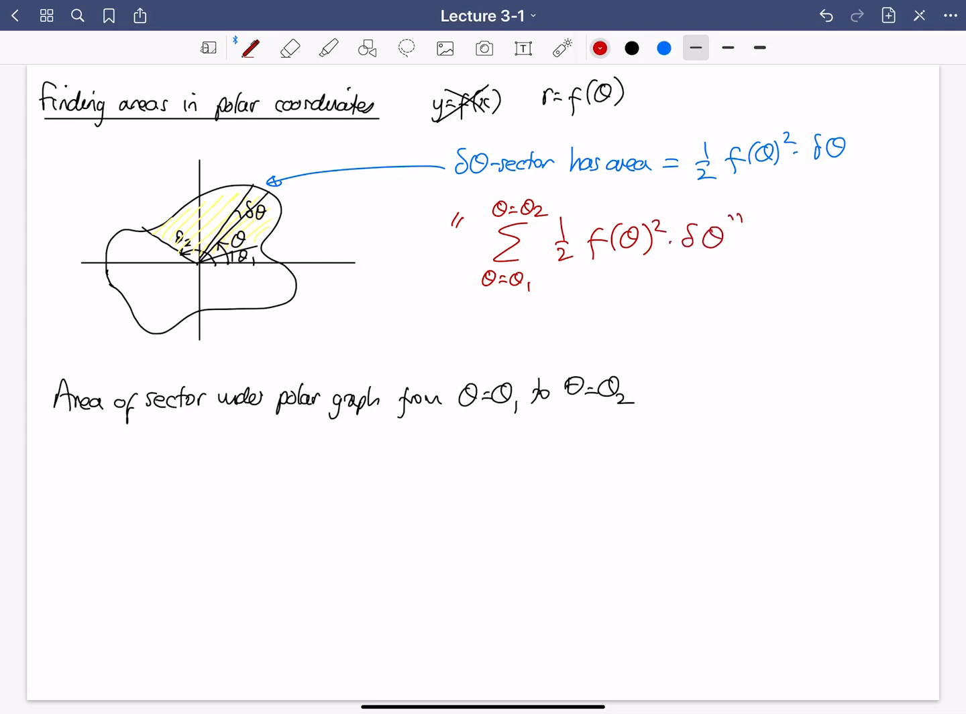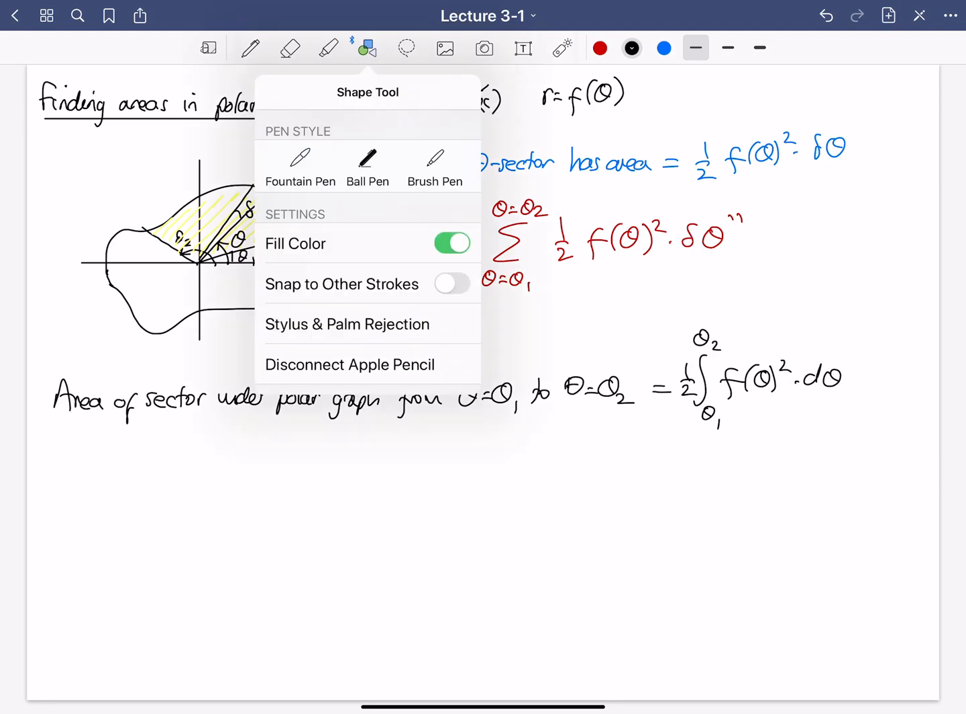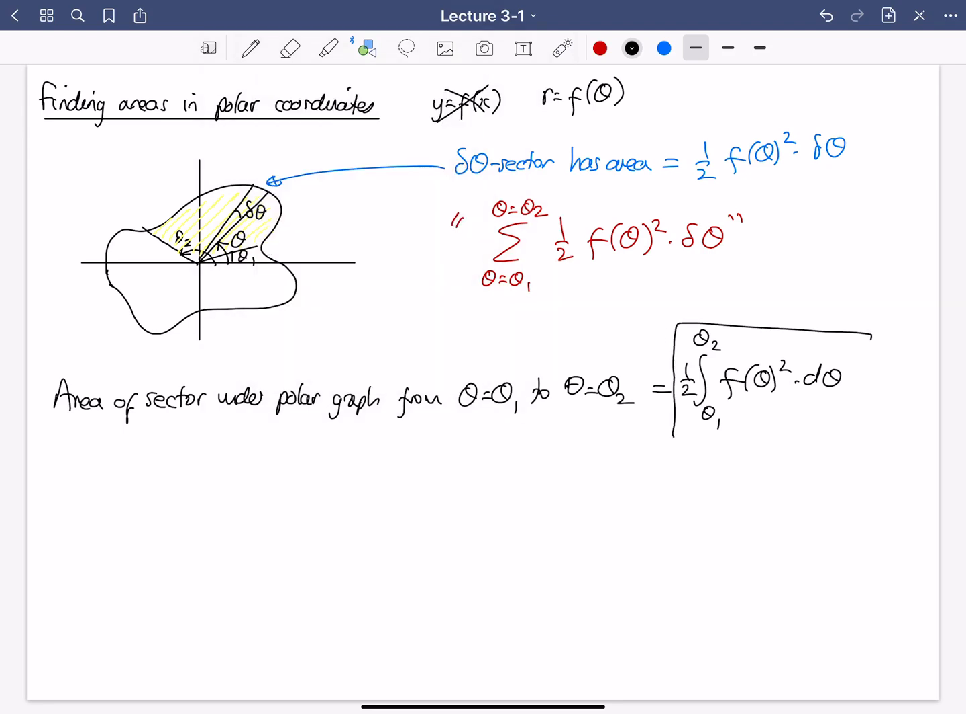So that's the informal idea. And then, as usual, to take the limit as delta theta goes to 0, we replace the summation by an integral sign, and we integrate from theta 1 to theta 2. There it is, a half f of theta squared d theta. So that's the desired formula for the area of that sector.